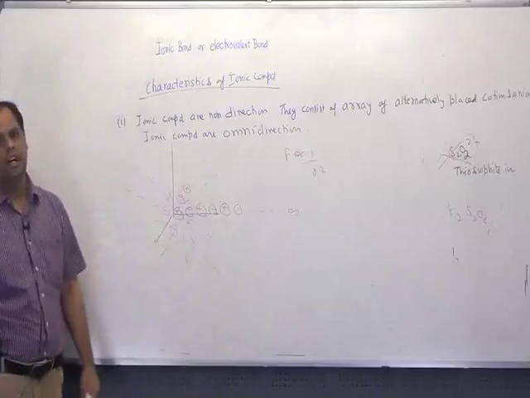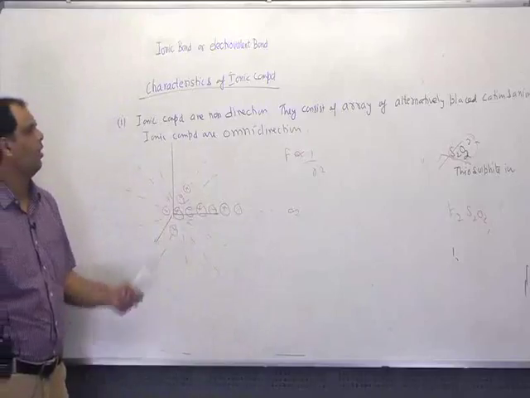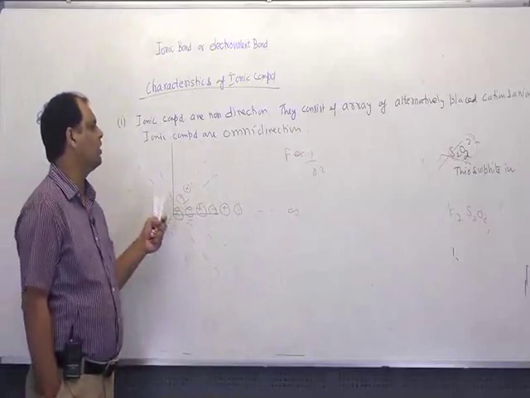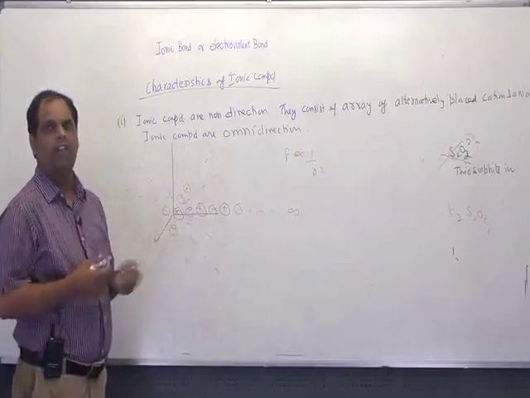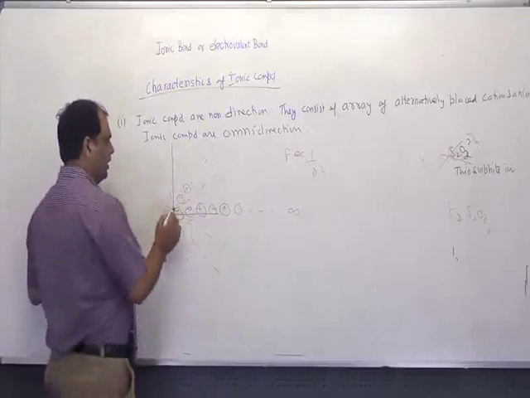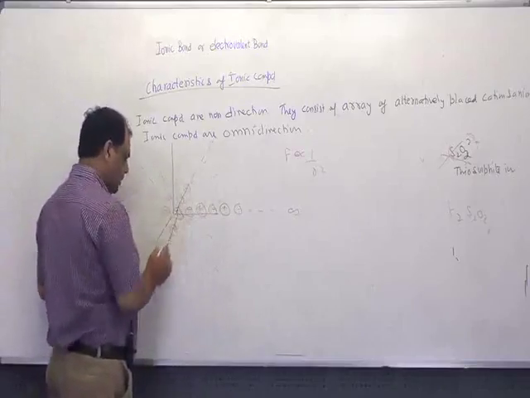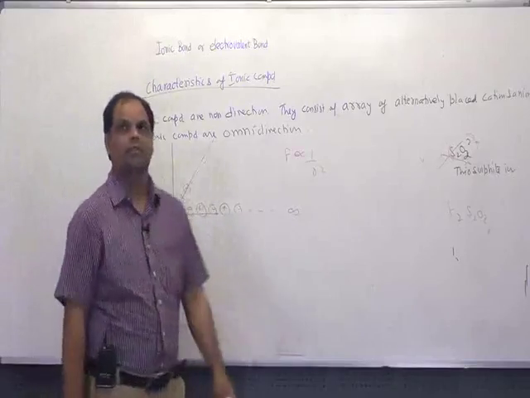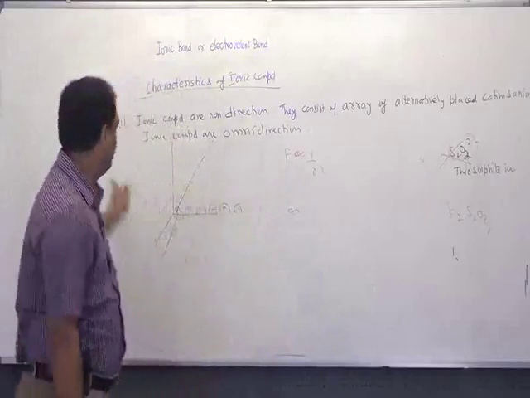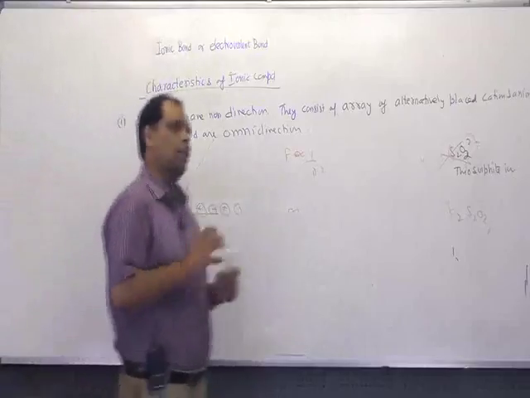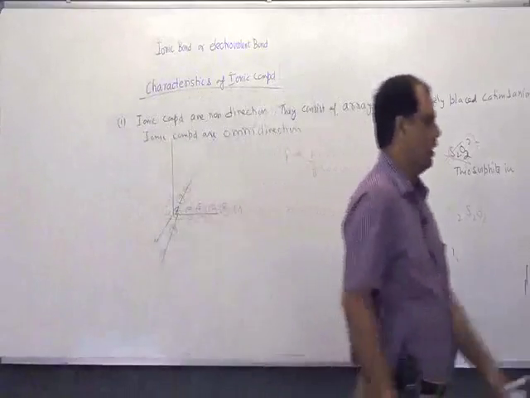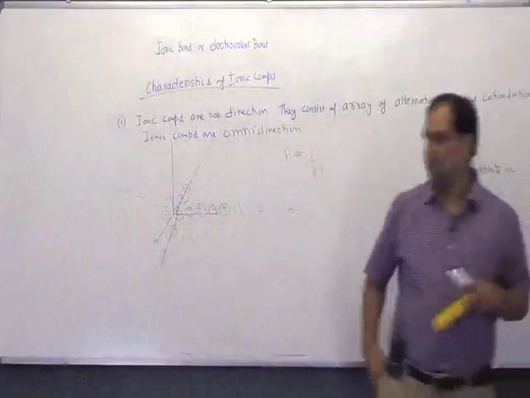So we see that ionic compounds are non-directional, or we can also say that ionic bond is non-directional, or it is omnidirectional. In every direction, if you go in this direction, you will find a mirror image in the opposite direction. So this is the meaning of ionic compounds being non-directional. Okay, bond angle is meaningless in case of ionic compound.